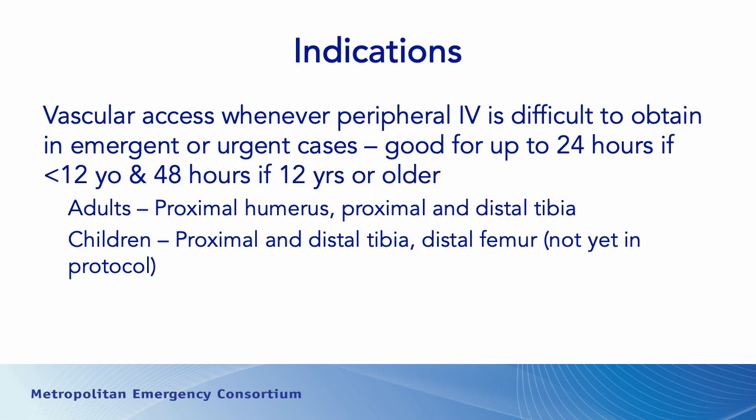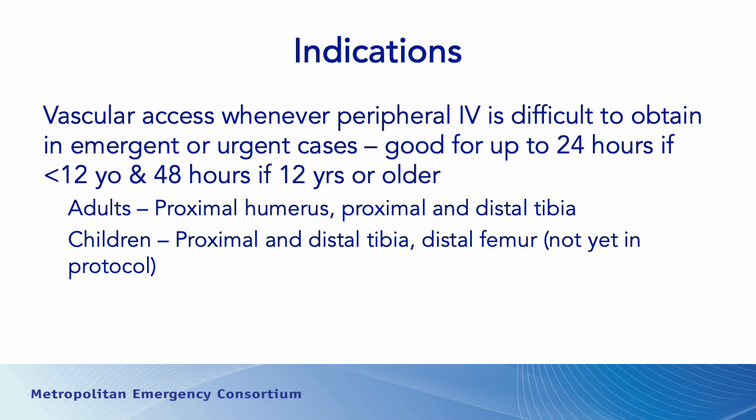So when do we use an IO? Well, we use an IO to gain emergency vascular access when peripheral IVs are difficult or impossible to obtain. If you're a child under 12 years of age, an IO can be used for up to 24 hours. If you're 12 and up, it can be used for up to 48 hours. Although honestly, as a practitioner, our goal is to get that needle out as quickly as we can.